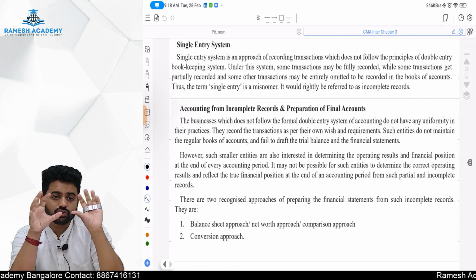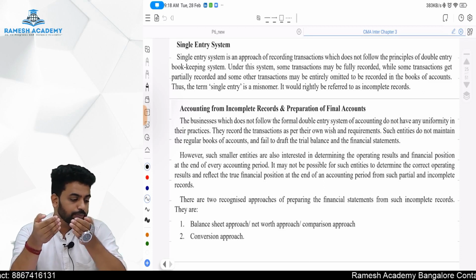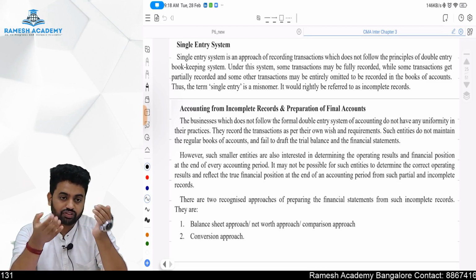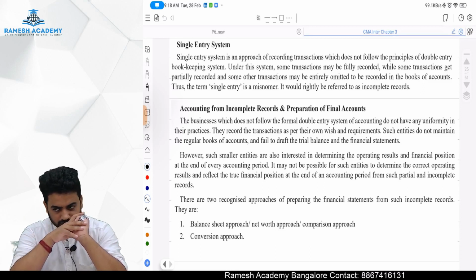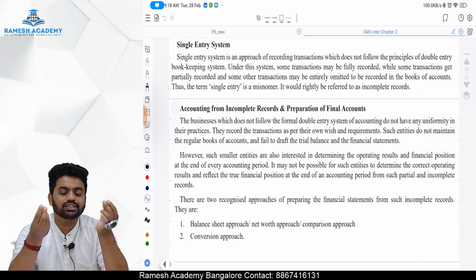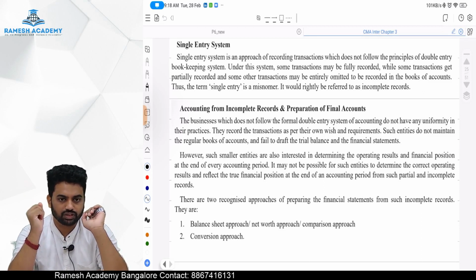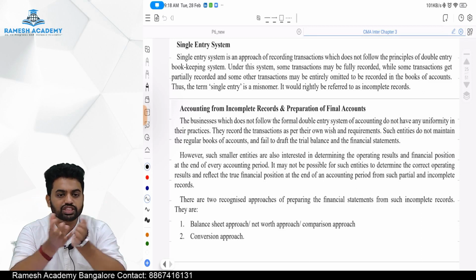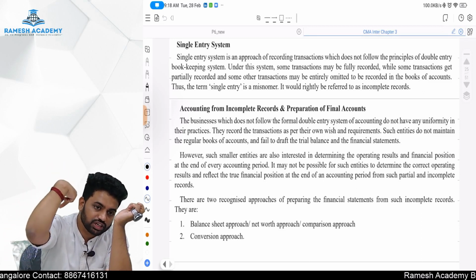There are two recognized approaches to prepare a financial statement from incomplete records. If I say single entry, it will be wrong, because it is not only single entry; we can just say the records are incomplete. Full information is not there. We have to search for the information from what those people have given.